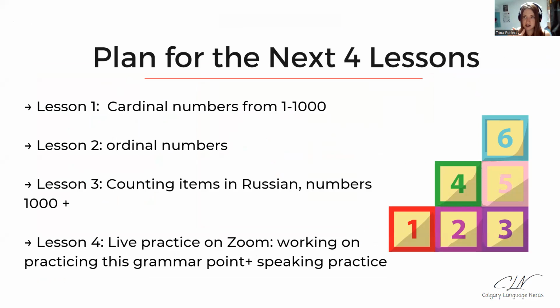So, we have already learned how to count from 1 to 1000. Мы уже научились считать от 1 до 1000. Next step is going to be to learn how to say first, second, third, ordinal numbers. And that's today. And part 3 is going to be how to count items in Russian and how to create numbers from 1000 onwards, as many as you wish. So ideally, at the end of it, you're going to know the names of all the numbers in existence using the logic.